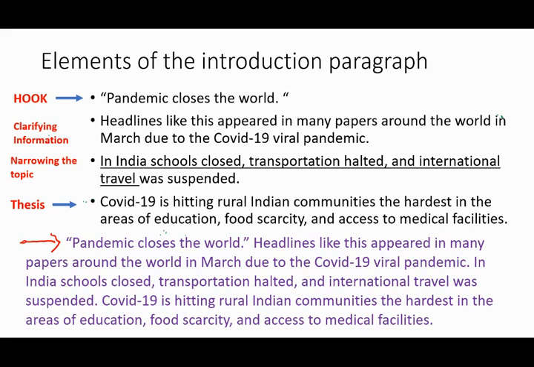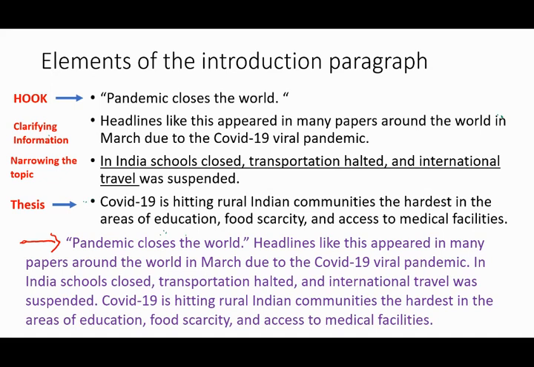Okay, so let's look at our paragraph. Pandemic closes the world. Headlines like this appeared in many papers around the world in March due to the COVID-19 viral pandemic. In India, schools closed, transportation halted, and international travel was suspended. COVID-19 is hitting rural Indian communities the hardest in the areas of education, food scarcity, and access to medical facilities. Okay, so this is a paragraph. Again, it's a very short paragraph. It only has the 4 sentences.